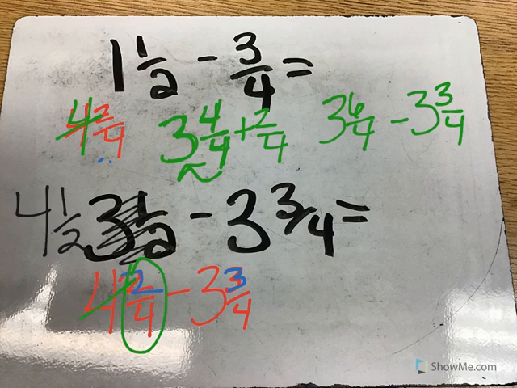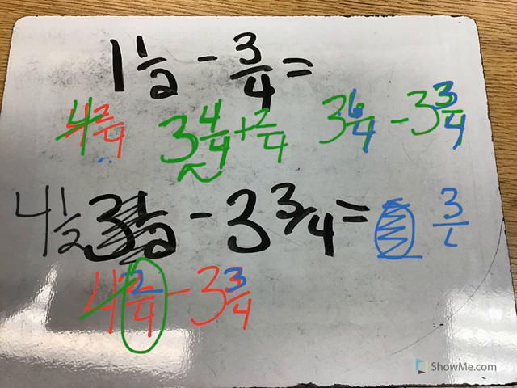Now, at this point, I can subtract them because I have a common denominator, and I can take 3 from 6. So 3 minus 3, my whole numbers, is 0. Technically, I don't even need to write that. And then 6/4 minus 3/4 is 3/4. So my answer of 4 1/2 minus 3 3/4 is 3/4.